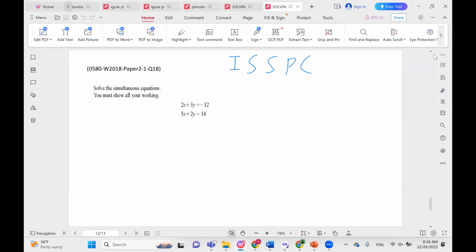So if I have 2x plus 3y equals negative 12, I can try to isolate the x here. So you have 2x equals negative 12 minus 3y. Now you need the x to have no number next to it. You have to divide everything by 2. And you have x equals negative 6 minus 3 over 2y. And we're done isolating.